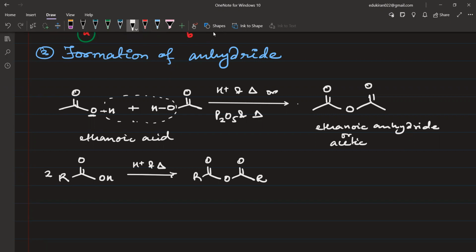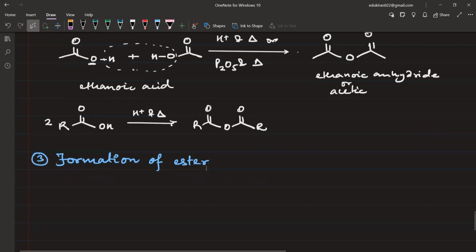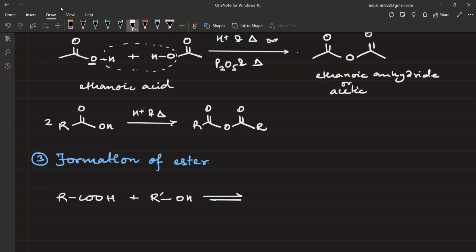Write the third one, formation of esters. For ester, you react carboxylic acid with alcohol. So let's suppose we have a general carboxylic acid RCOOH plus an alcohol R'-OH. In acidic condition, if you add H plus, then esterification happens and you get RCOOR'.